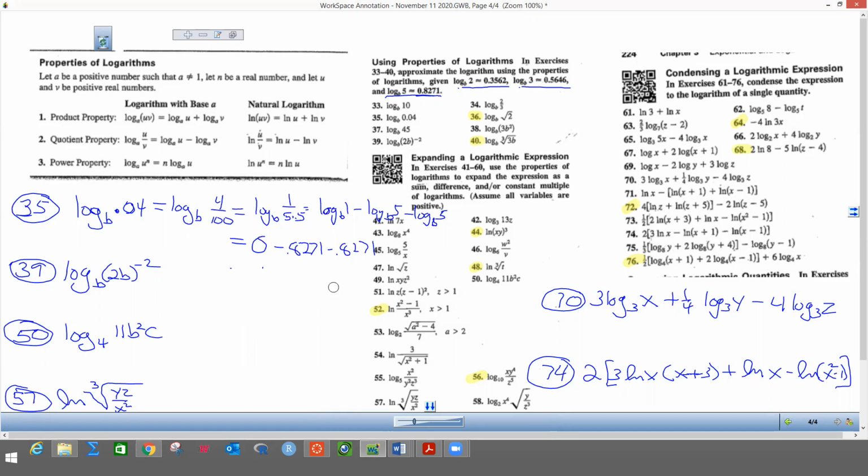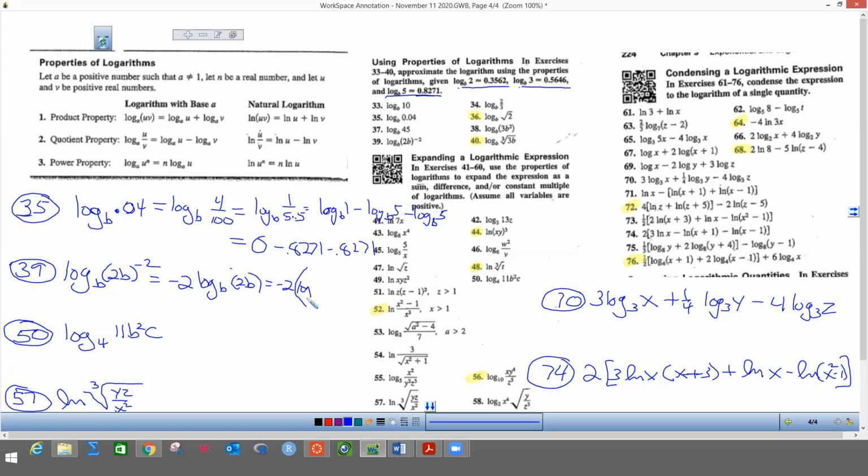And then we're going to do the same thing with this one. So the first thing we're going to do is expand this by taking this rule of exponents and moving the exponent to the front. So this would be negative 2 log base b of 2b. And then since these two b's are being multiplied, I can write them as addition. So this is going to be negative 2, and I got to put parentheses here because it's both of these.